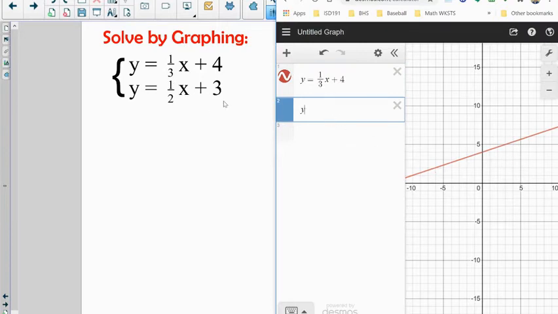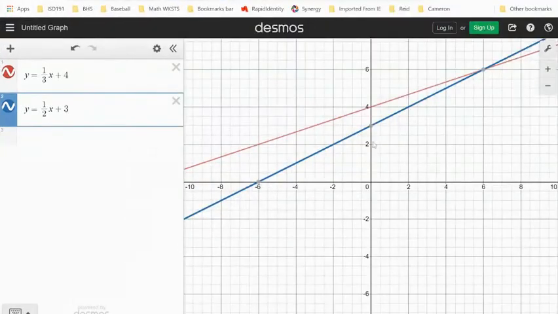My second one I type in, y equals 1/2. I move out of the denominator before I press my x, and I have +3. I double check and make sure both equations are correct. That's the biggest thing you have to do when you're using technology, is make sure you're graphing what you're supposed to be graphing. And let's take a better look at this. I can see my two lines and I'm looking for the one point they have in common.